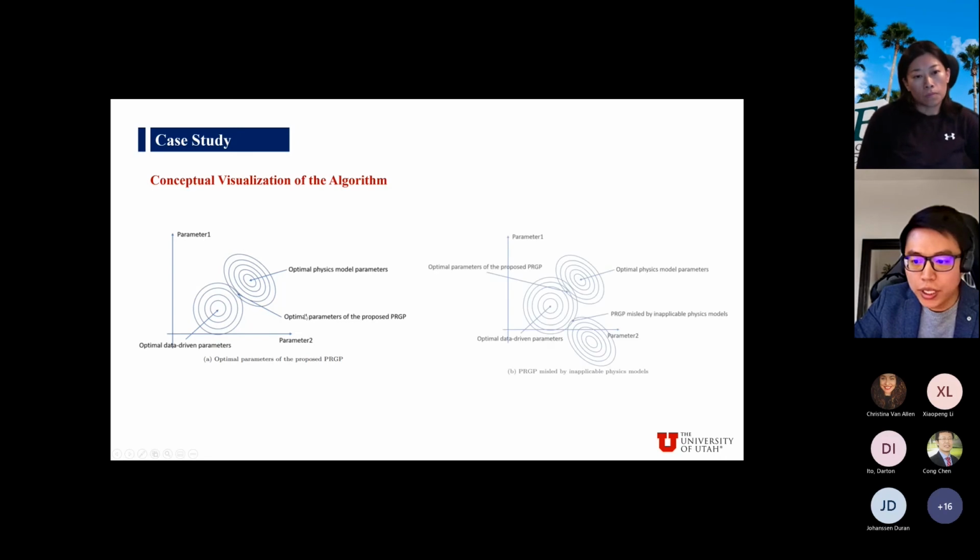But what if you have a bad physics model over here? Let's say the heat equation, for example. Then your PRGP will be directed to this point in the training space. So it will be completely far away from the original optimal parameters we can find based on the good models. That's why we can tell that when you have a bad or inapplicable physics model, your PRGP will be misled, and that gives you a very bad model performance.